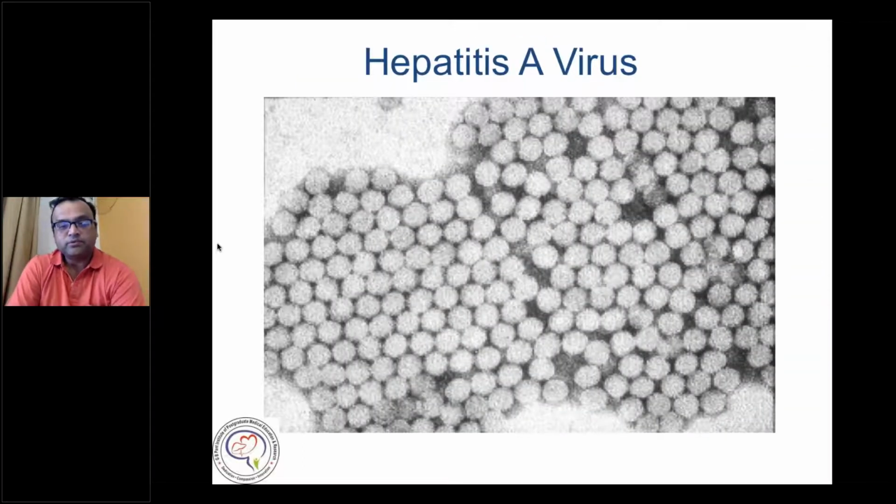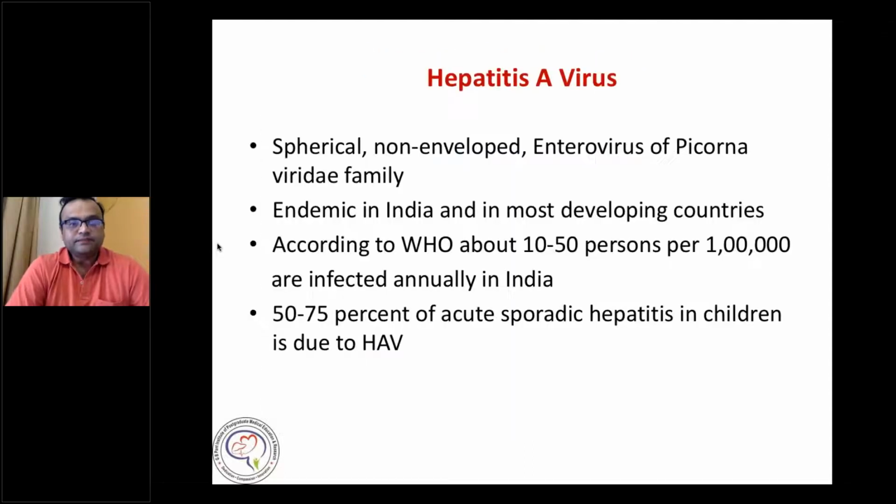Now let's come to individual groups of viruses. First is the hepatitis A virus. Hepatitis A virus is an enterovirus of the picornaviridae family. It's spherical, it is non-enveloped, and it is endemic in India as it is in most of the developing countries.